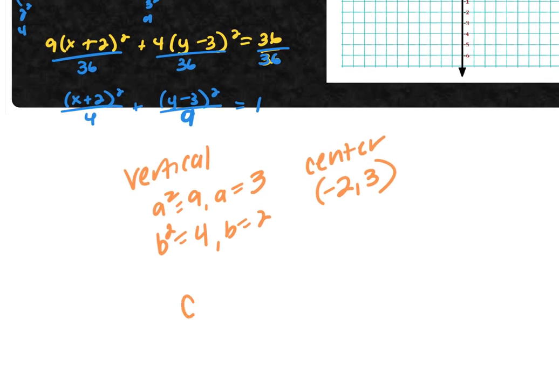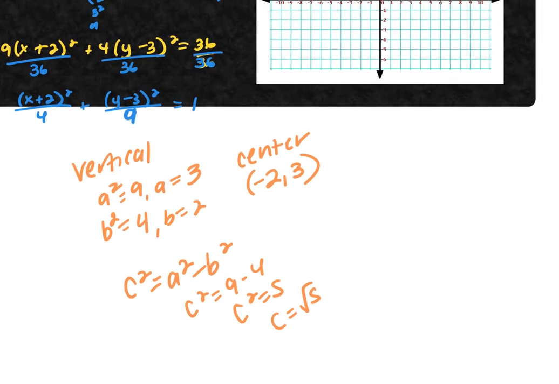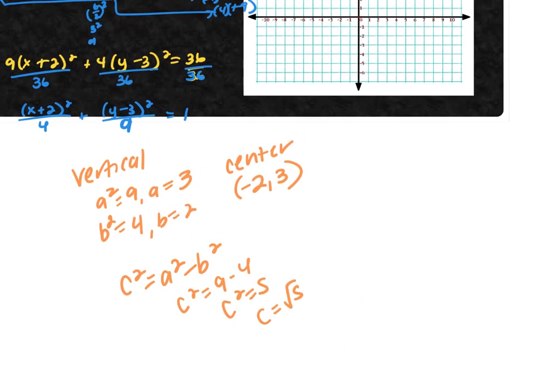Now I can go to the foci. C squared equals a squared minus b squared. C squared equals 9 minus 4. C squared equals 5. So c equals the square root of 5. So it's vertical, which means to get the vertices, I'm changing the y on this.